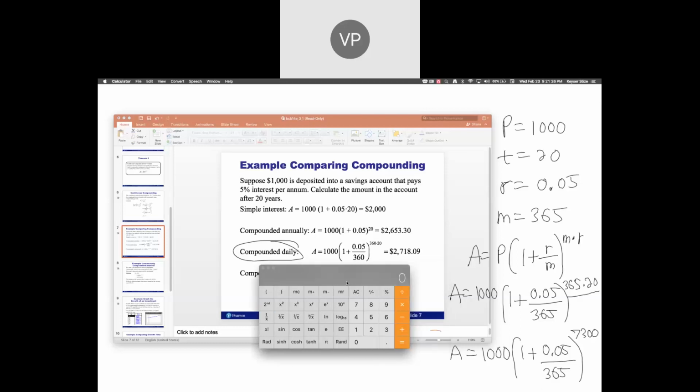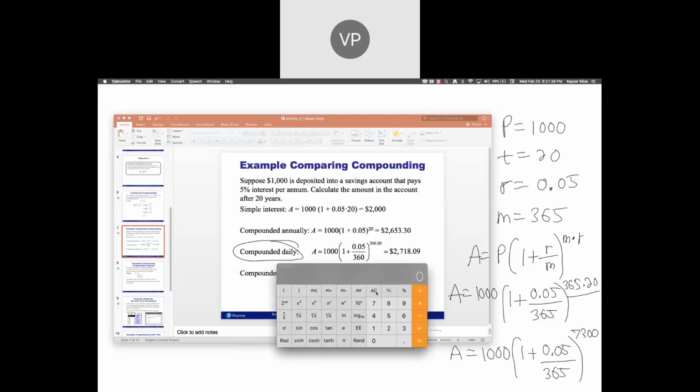I want to make sure everyone can see this step by step here. I'm starting with the inside of the parenthesis, like the order of operations. I have the 0.05, divide that by 365, and this is going to come out to be an ugly long decimal. No problem. That's the fraction here. I add 1 to it, and now what's on my calculator screen is this entire parenthesis. So the problem now, without me writing it, is A equals 1,000 times parenthesis, 1.000136986 and so on, end of parenthesis, to the power of 7,300.